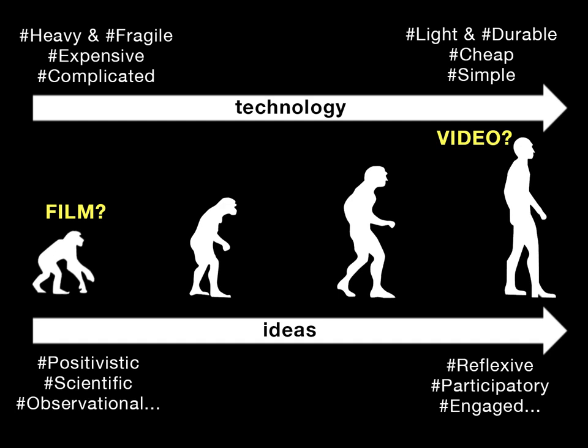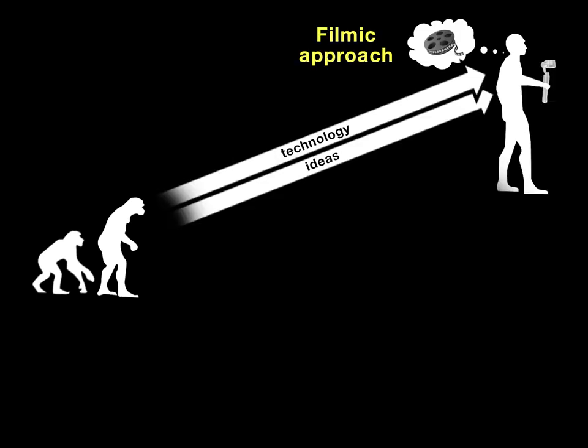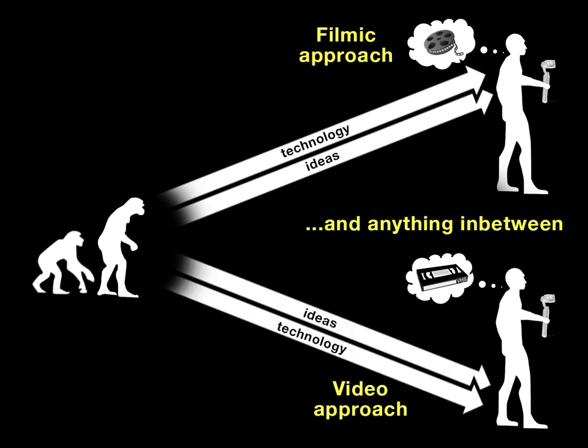No. I would argue that no, it's not possible to say that, and I will show you why. I would argue that there indeed has been some evolution, but it did not lead us to one perfect form of ethnographic cinema. There is one approach that I call the filmic approach, and there's another approach that I call the video approach, and anything in between.